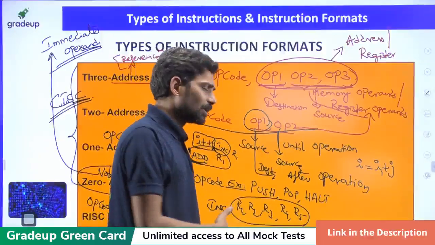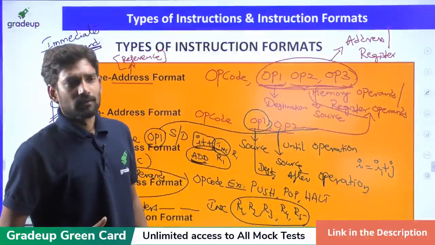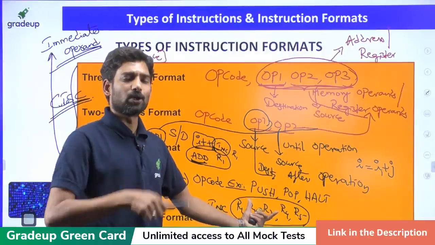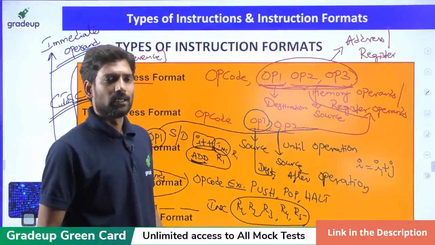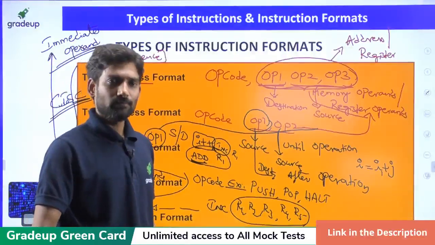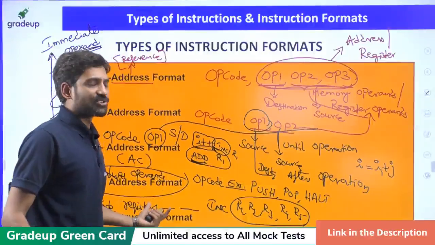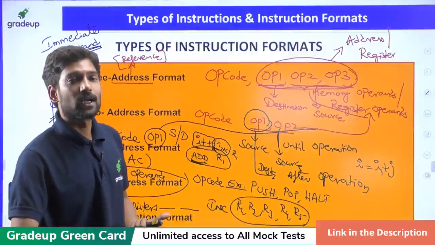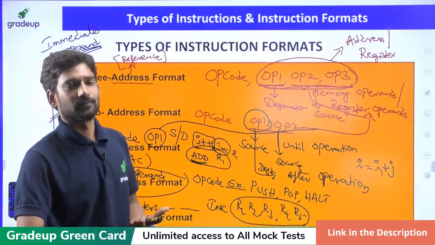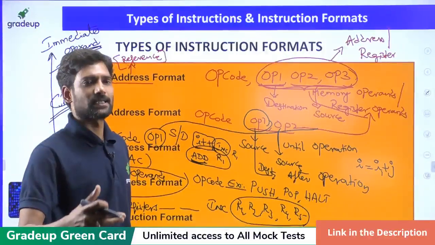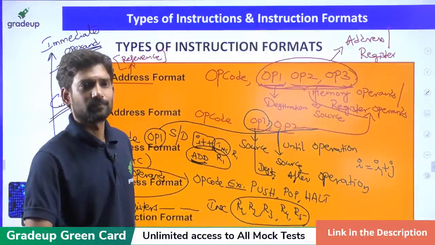Similarly, when we want multiple values to undergo the same operation, then RISC is preferred. RISC full form: Reduced Instruction Set Computer. CISC: Complex Instruction Set Computer.